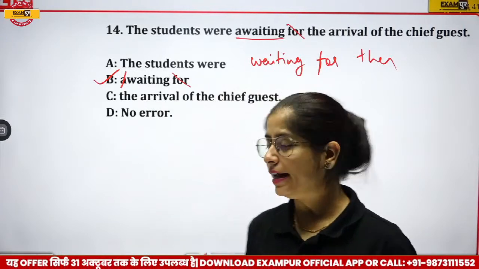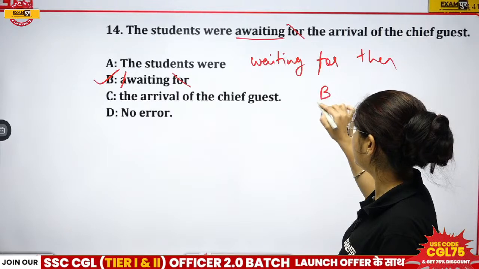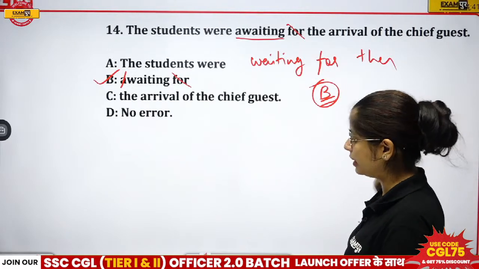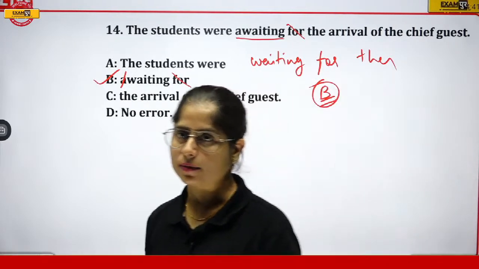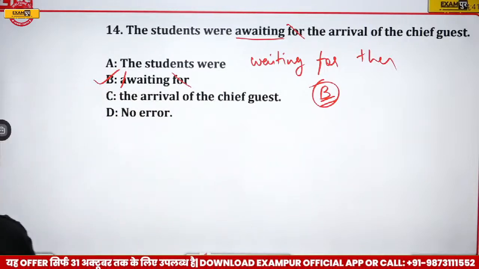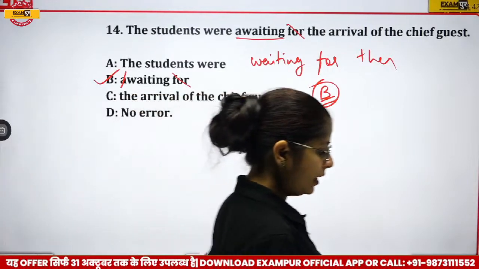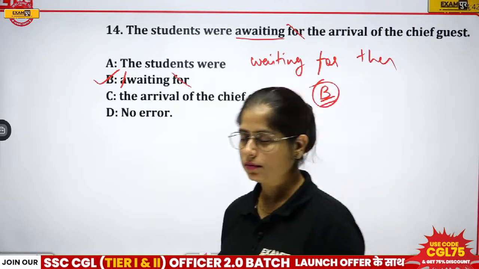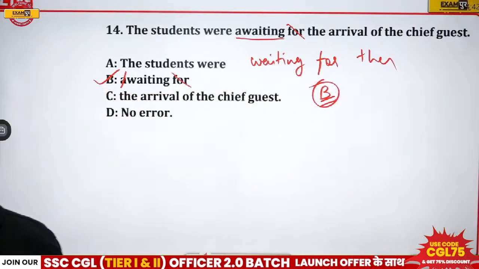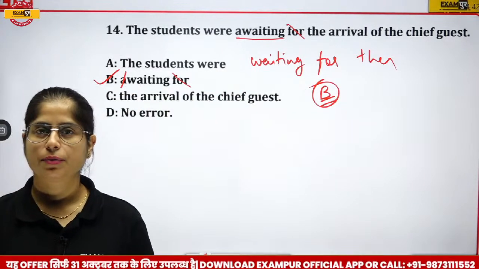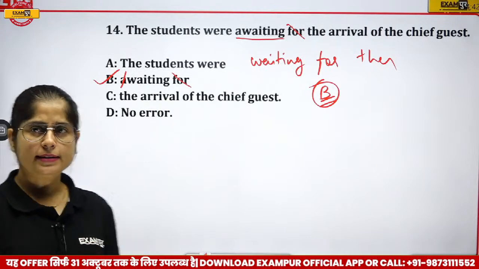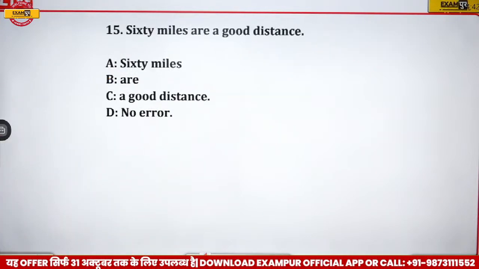So the error lies in part B. There is the error, and I explained that. Either use waiting for or awaiting, and remove for. Understood? Yes or no? Tell me quickly. Understood the concept? Ayushi, Sarthi, Albert and everybody? Yes? Okay. Let's move to the next question.